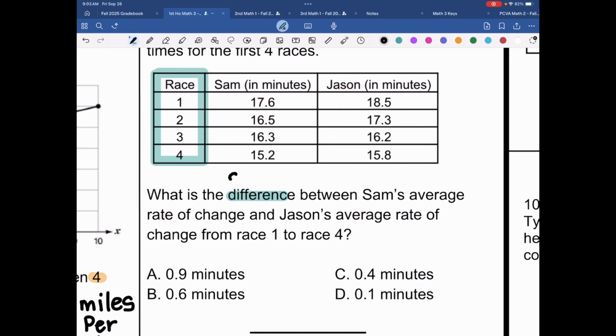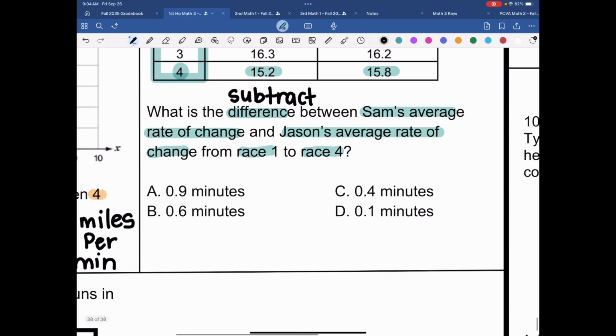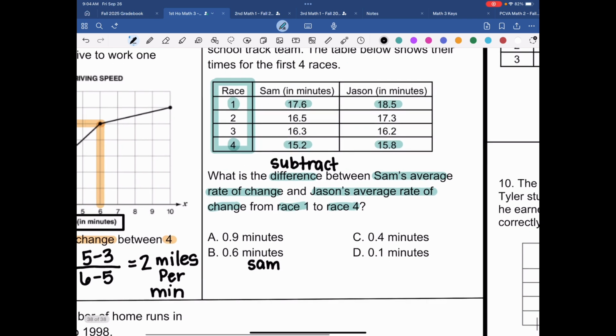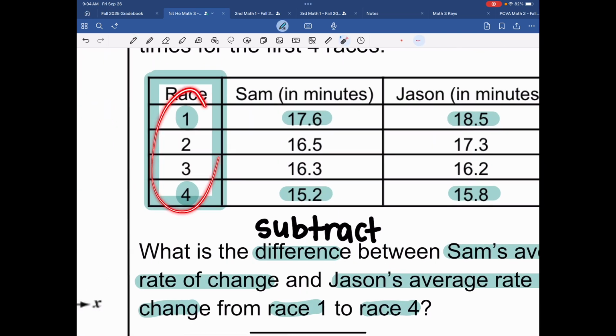So difference is subtraction. So we're going to be subtracting, but what are we going to be subtracting? We're going to find the average rate of change of Sam and Jason, but we are focusing on race 1 and race 4. So we're going to focus on 1 and 4 for Sam, and we're going to focus on that for Jason. So I would definitely organize this, and since we're going to be subtracting anyways, I would focus on Sam first, and we're going to do our rate of change for Sam. So we're going to do 1 and 4, and then 17.6 and 15.2.